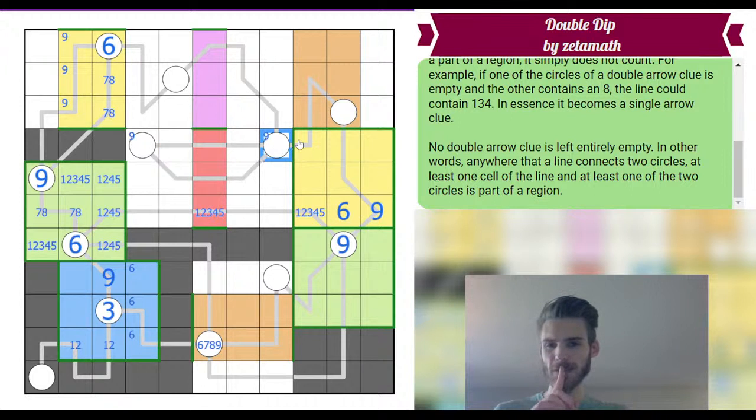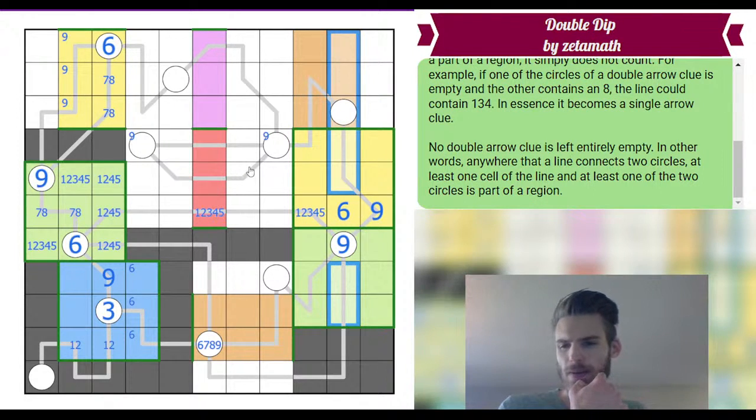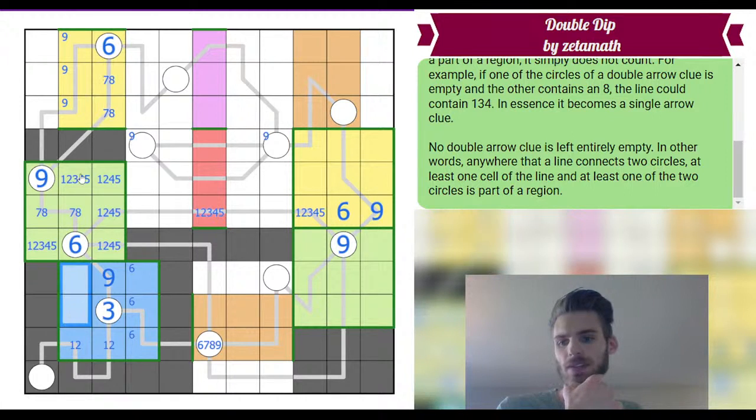Okay, maybe that's not where we're supposed to look. Maybe we're supposed to look in this column. Or maybe it's a 7 or an 8 down here because of this. This one must be down here because it can't be up here.